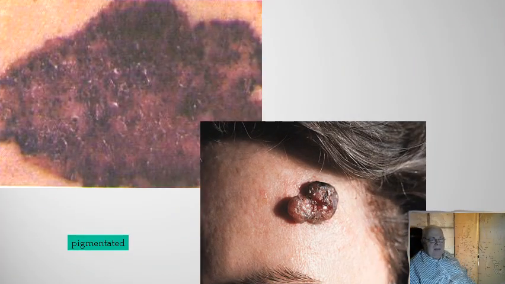Here is the pigmented form, easily confused with melanoma macroscopically, clinically. The sclerosant scar-like form here, and the erythematous superficial form confused with an eczema.